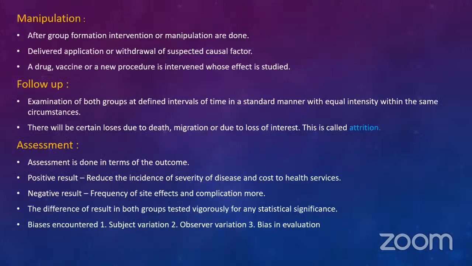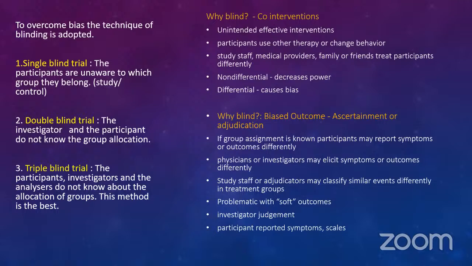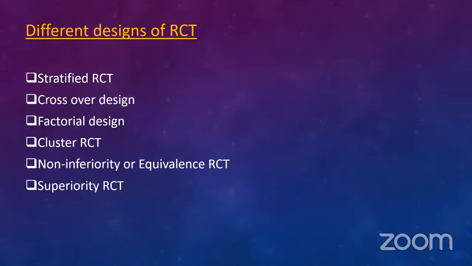And then we have the manipulation, follow-up, and assessment. Again, you can have blinding in RCTs. A single blind trial is one in which the participants are unaware of which group they belong to, that is, the study or control group. Double blind is where both the investigator and the participant are not aware. Triple blind is where the investigator, the participant, and the analyzer do not know which group they belong to. Blinding is done basically to decrease the bias.